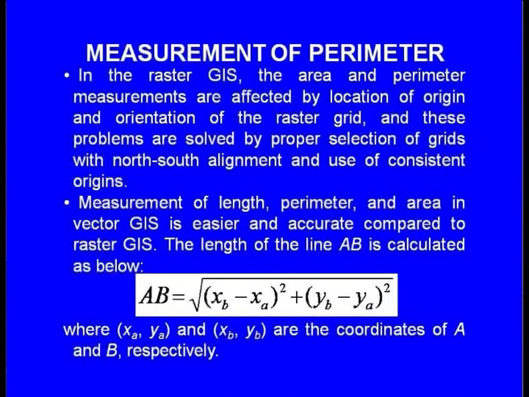The length of the line AB is calculated as below, where AB is equal to the square root of (xb minus xa) whole square plus (yb minus ya) whole square, where xa, ya, xb, yb are the coordinates of points A and B respectively.